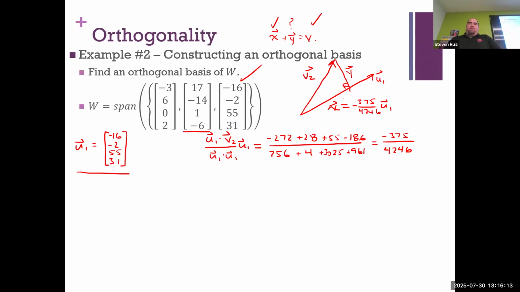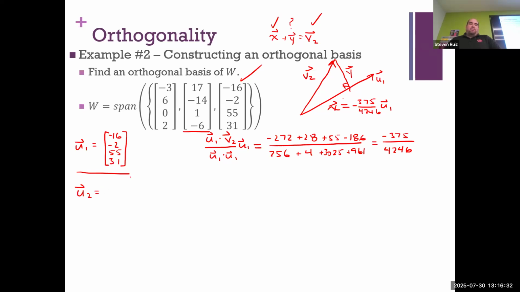So now I have found the portion of V2 that is parallel to U1. But the thing I really want is the portion of V2 which is fully perpendicular to U1. So the way we're going to calculate that is this.